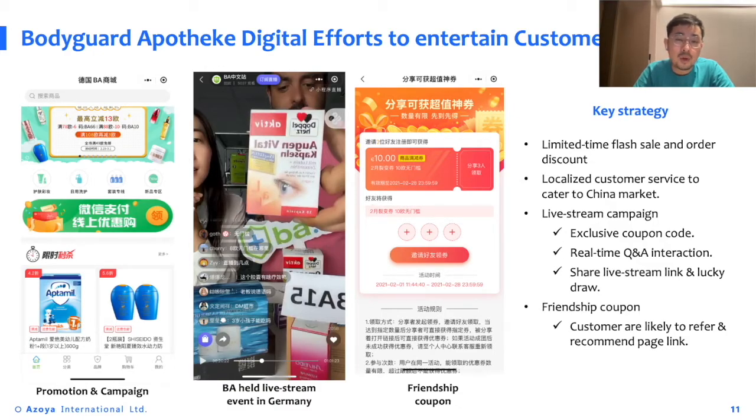The CEO of Bodyguard Apotheke also participated in some of the campaigns himself, talking to customers and learning about what they want to buy from Germany. We found such campaigns really perform better because they're really fun to watch, and customers can request deals directly from the owner of the business.